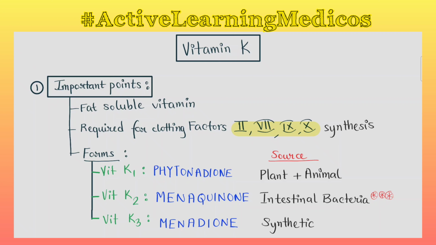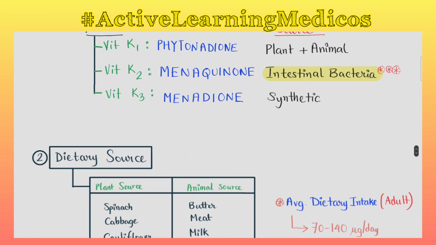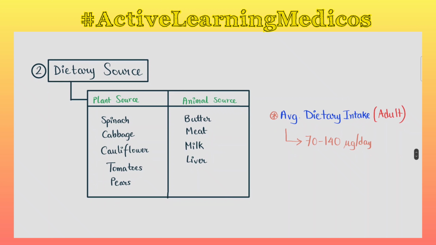Vitamin K2 is menaquinone. Its source is very important, it's from intestinal bacteria. And vitamin K3, which is menadione, which is synthetic in source. So the dietary sources of vitamin K mainly include plant, which includes spinach, cabbage, cauliflower, tomato and pear, and animal sources like butter, meat, milk and liver.